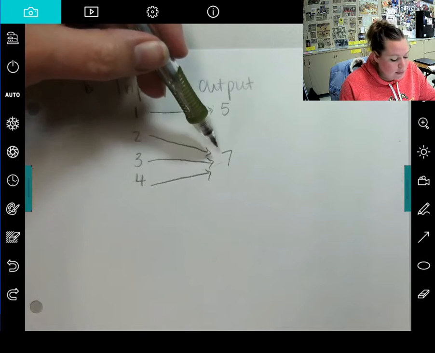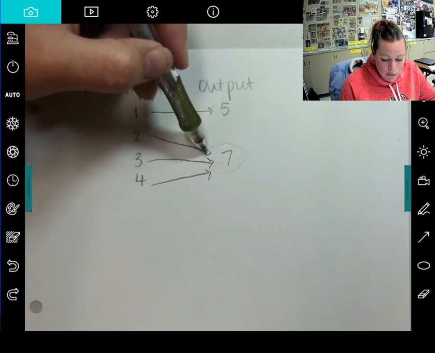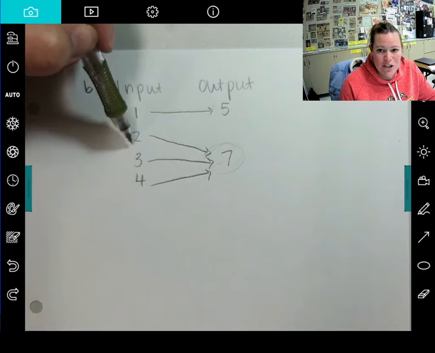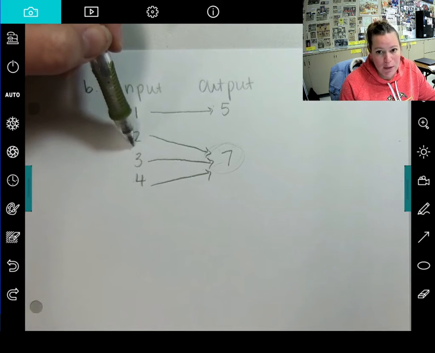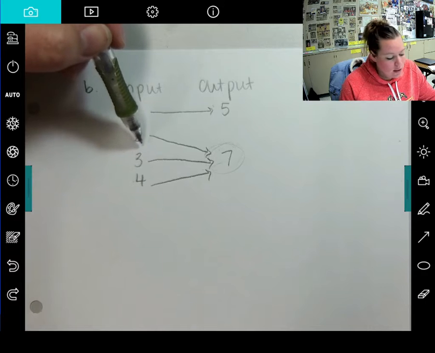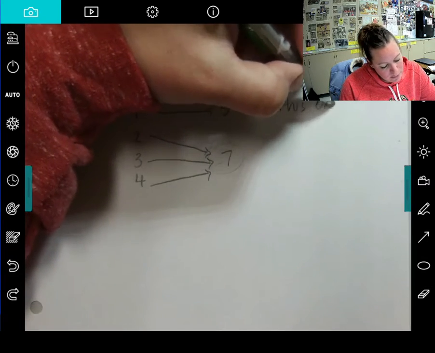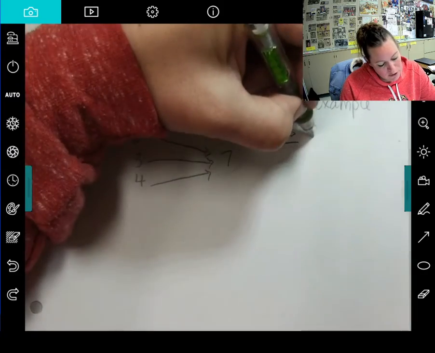So we can see that 3 of our inputs had the same output. That doesn't matter. What matters is that each input only had one output. They didn't have multiple outputs like in example A. So this example is a function.